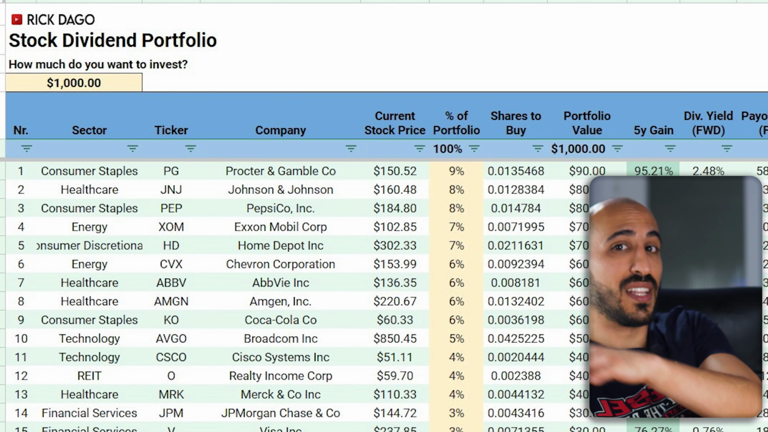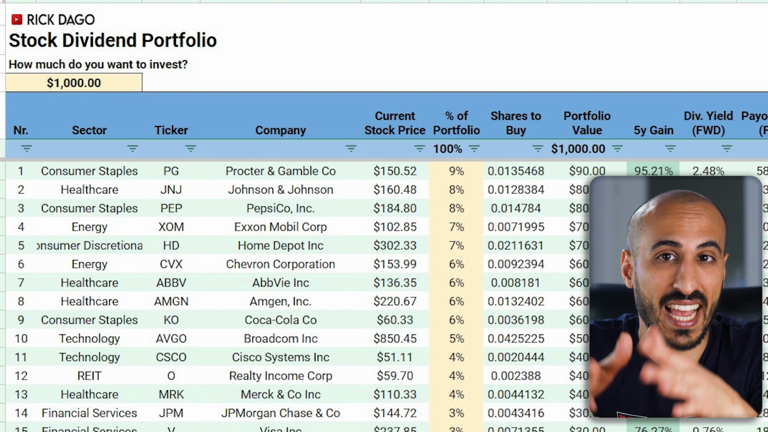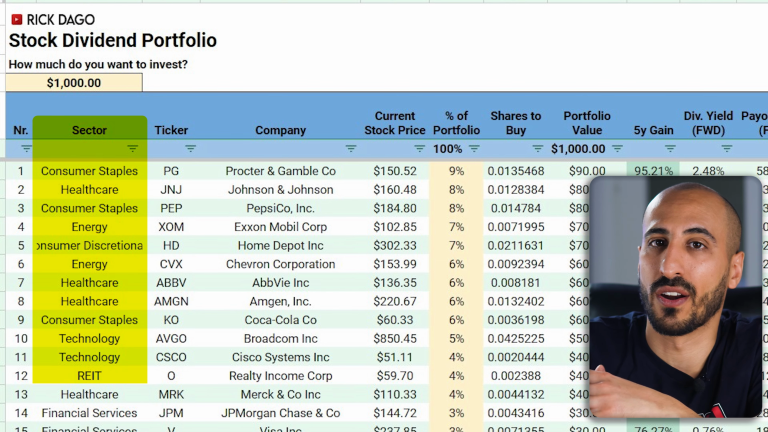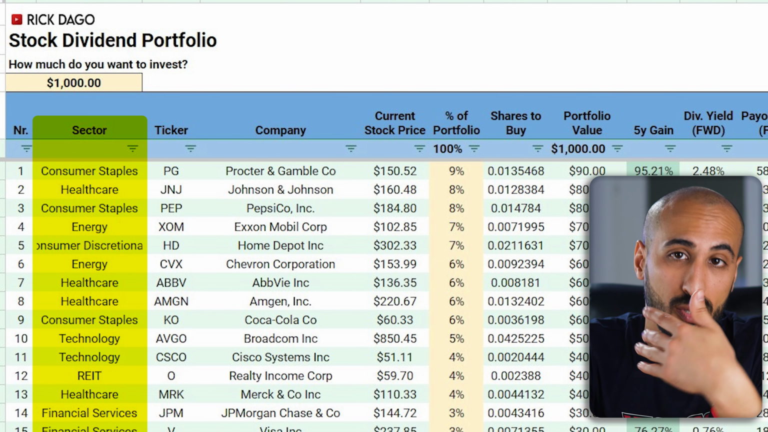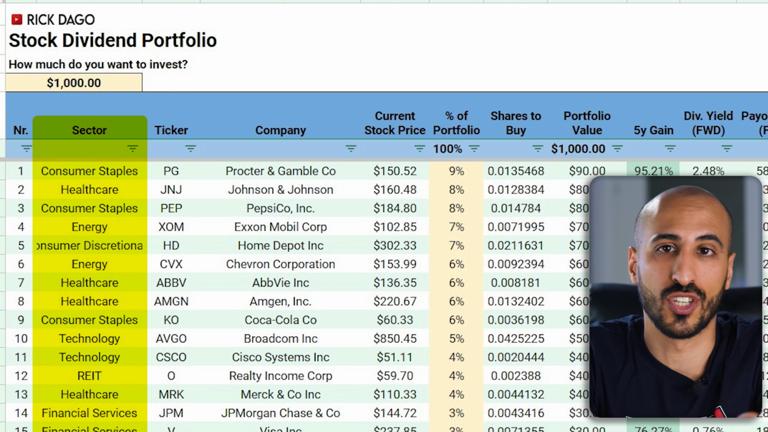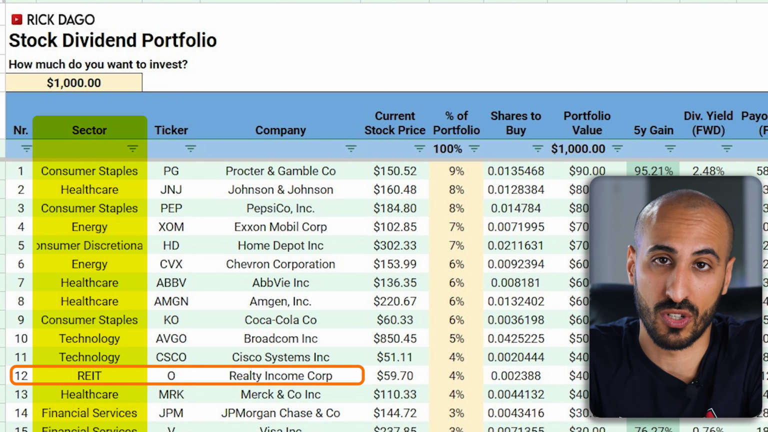So now, first, let me explain to you what information you're gonna find here, and then I will analyze specifically a couple of these stocks. Now, in the first column here, you'll find the sector, and you can see it's quite diversified with some stocks in consumer staples, healthcare, energy, consumer discretionary. I also have one REIT, which stands for Real Estate Investment Trust, and so on.